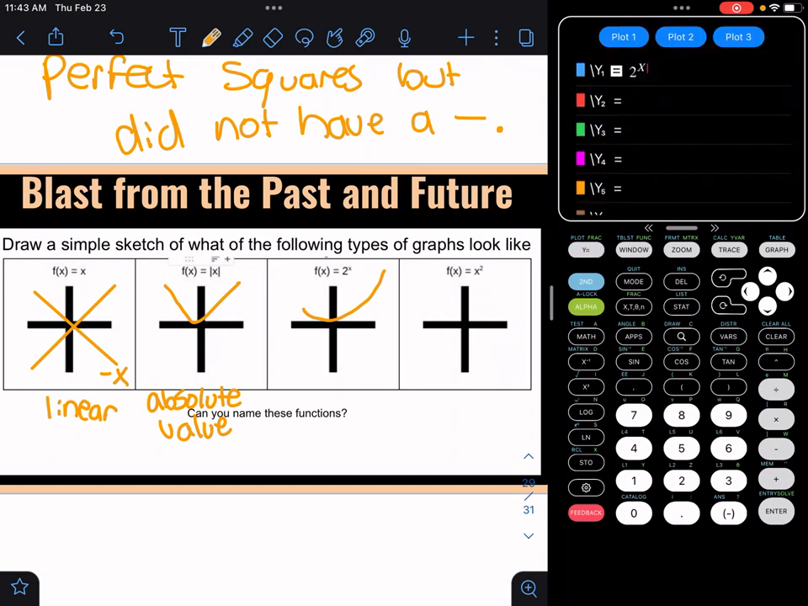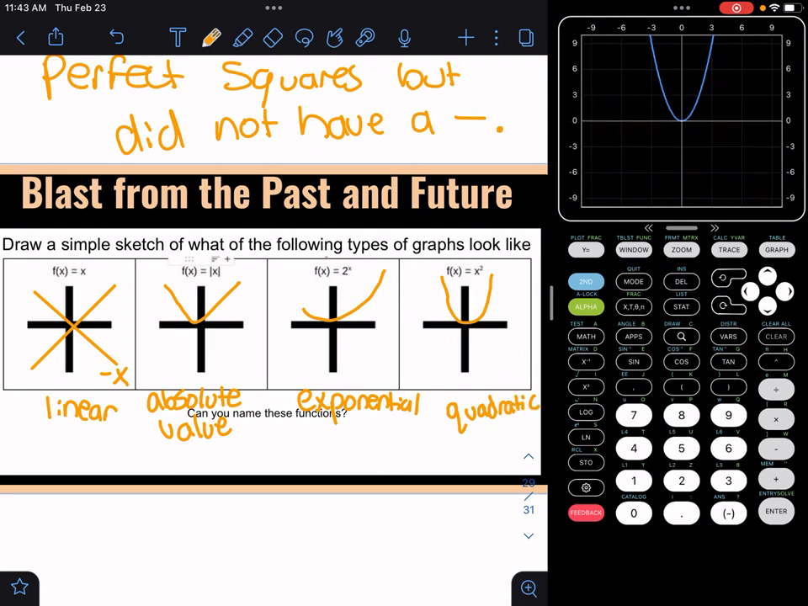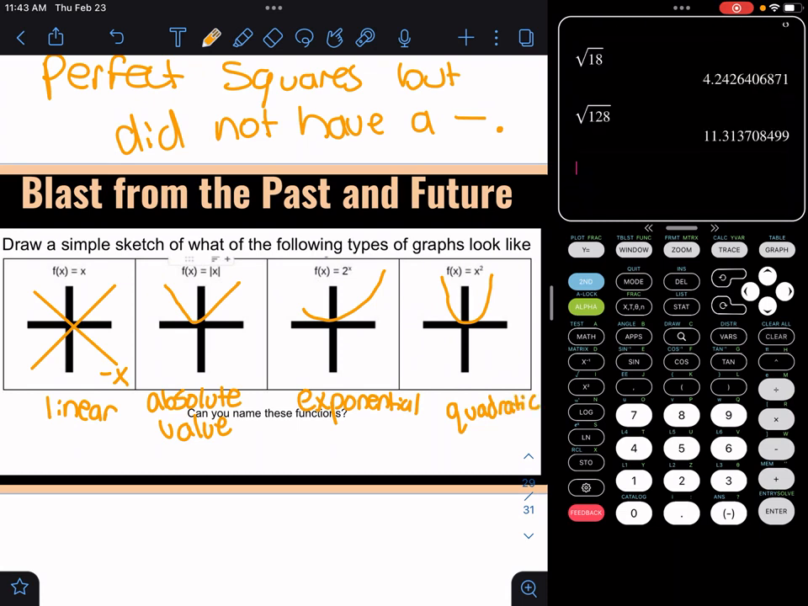And we haven't learned about this one yet, but this is what our next unit is going to be on. What happens when we have a 2 as our exponent? It ends up looking like a U shape, and we're going to call that U shape a parabola. And this is called a quadratic. So these are the 4 different graphs that we are focused on.